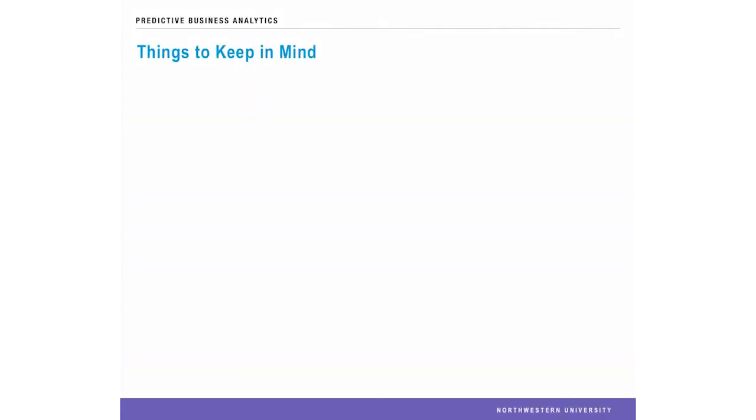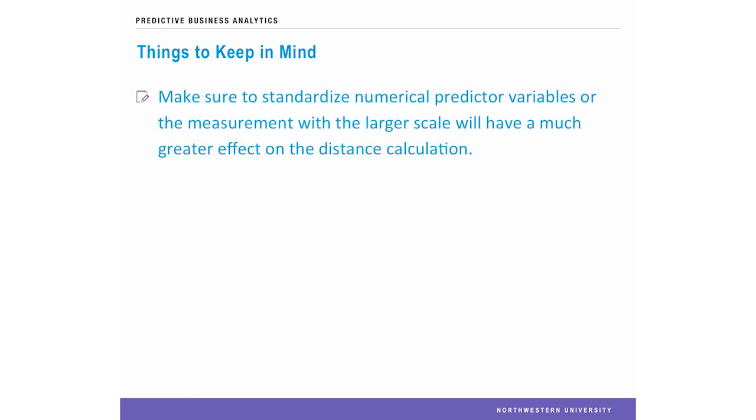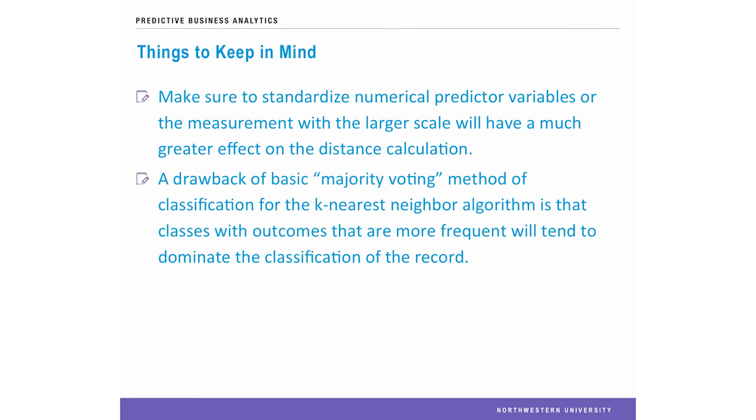So, what are some things we need to keep in mind when using this algorithm? When we use numerical predictor variables, we need to make sure that we standardize them to equalize the scales. If we fail to do this, the measurement with the larger scale will have a much greater effect on the distance calculation. A drawback of the basic majority voting classification of the k-nearest neighbor algorithm is that classes with outcomes that are more frequent will tend to dominate the classification of the record. Because of the sheer amount of them, they tend to dominate the calculations.